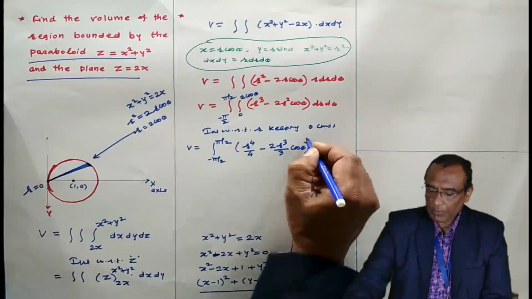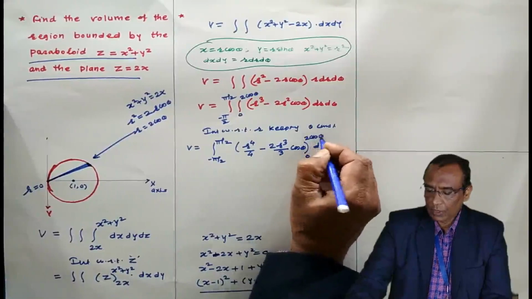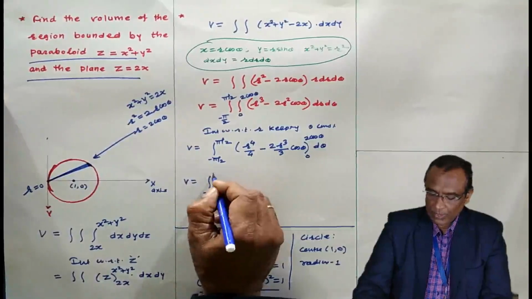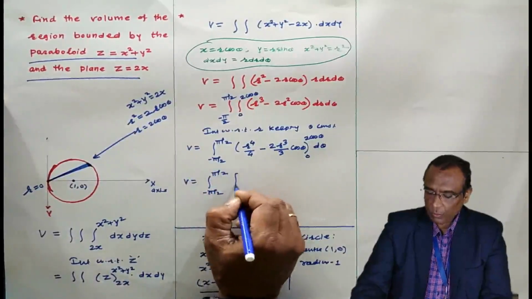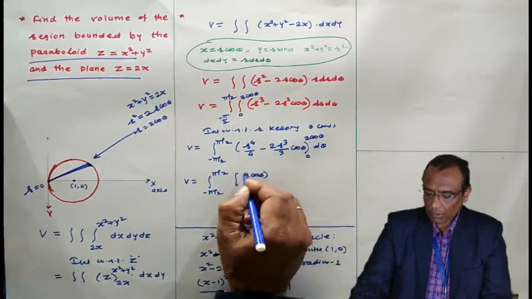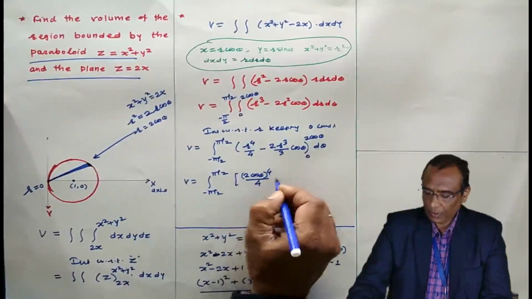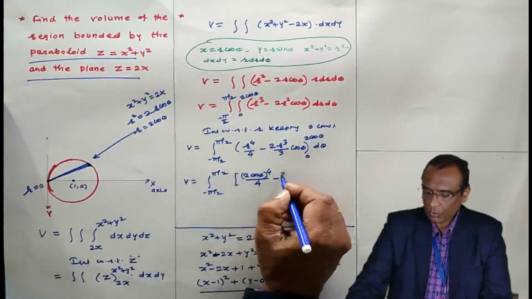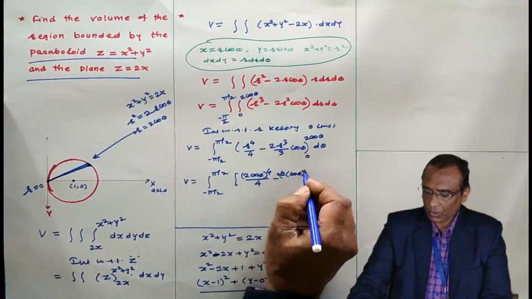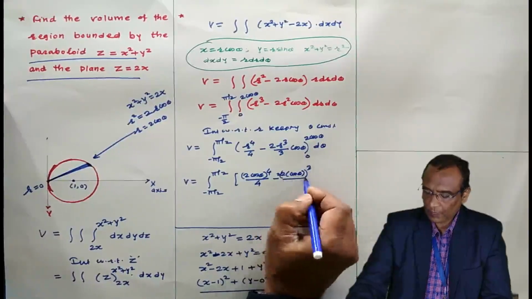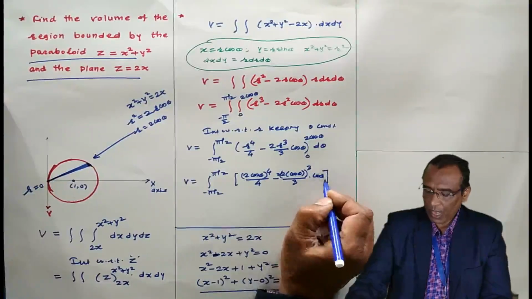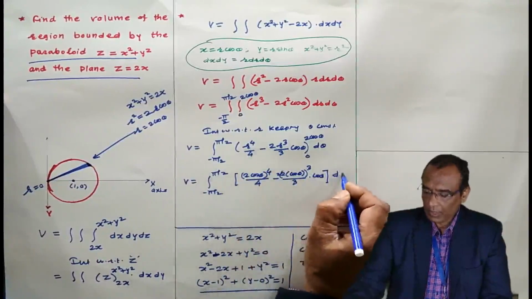The lower limit is 0 and upper limit is 2 cos theta. So we have integrated with respect to r. Therefore, put r equal to 2 cos theta. I am putting r equal to 2 cos theta in r power 4 by 4, and 2 cos theta here in place of r in r cube by 3. 2 is already there, cube by 3, cos theta is already there. And if you put r equal to 0, you will get 0, d theta.